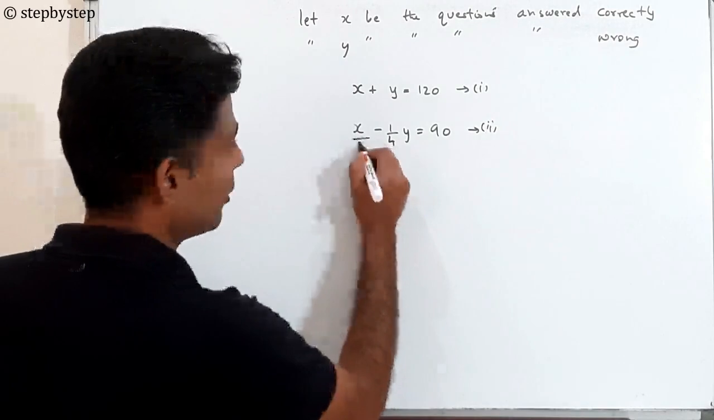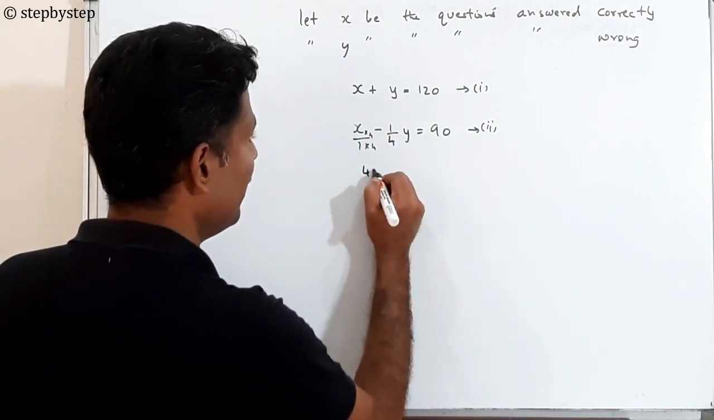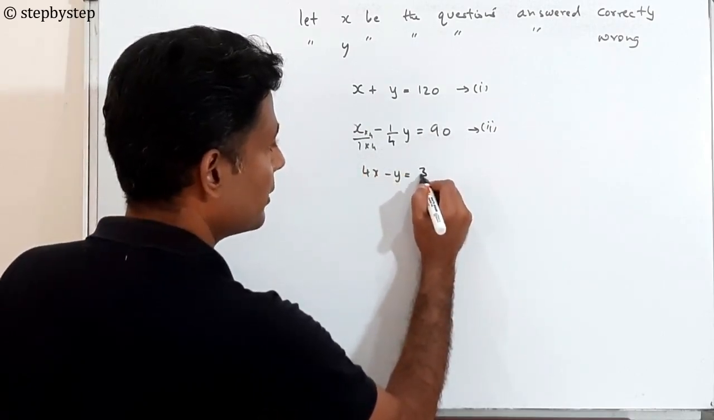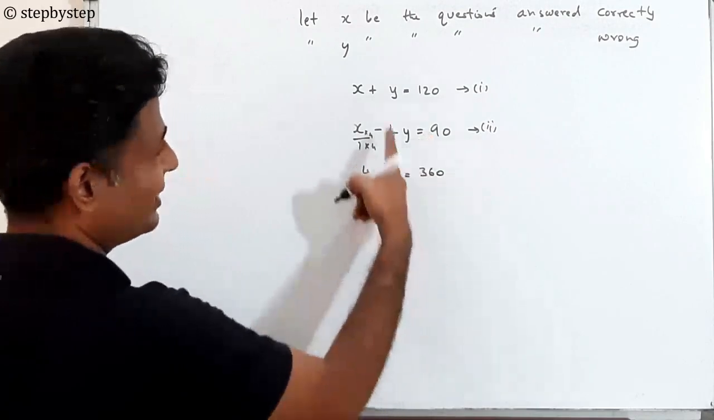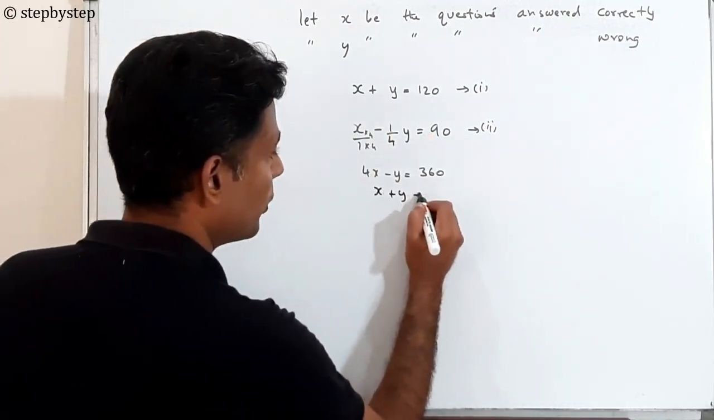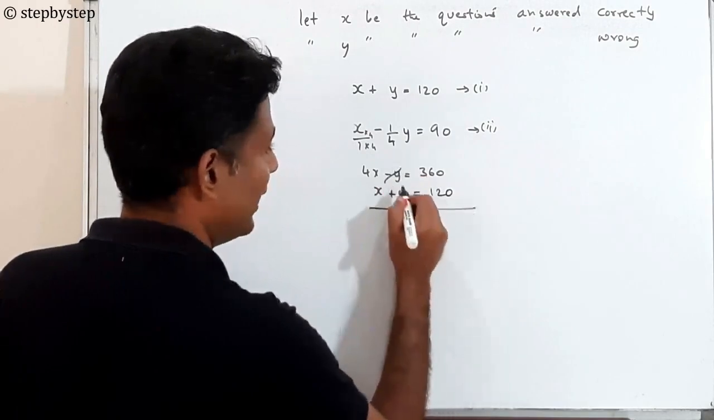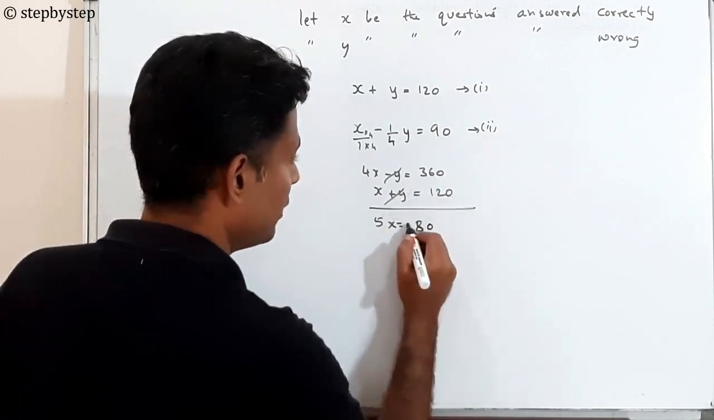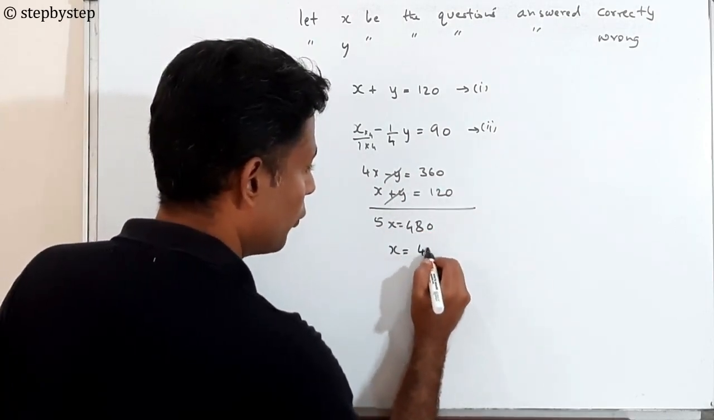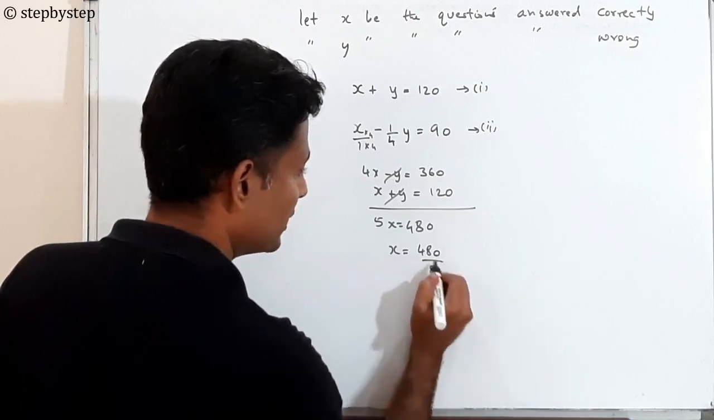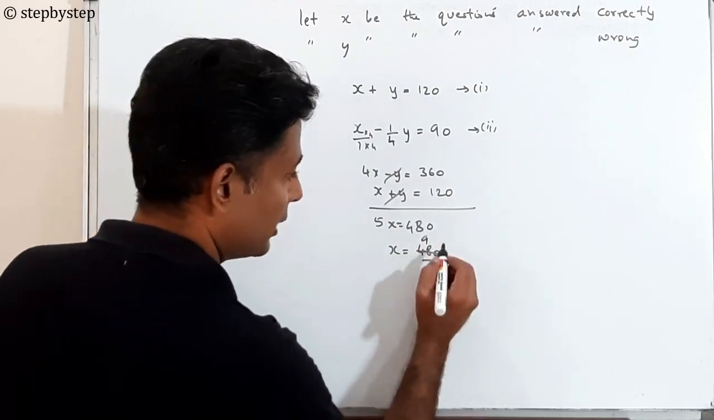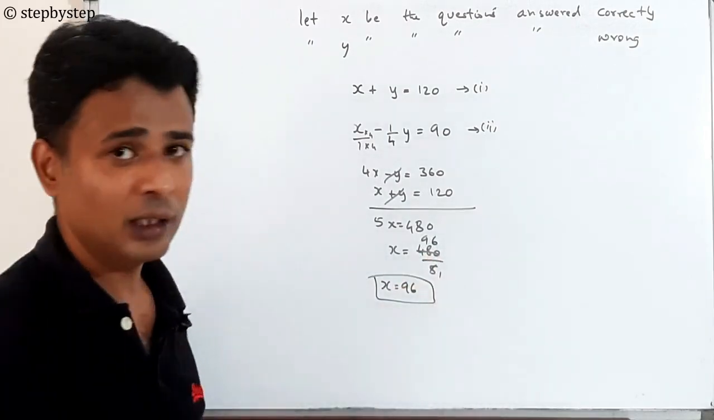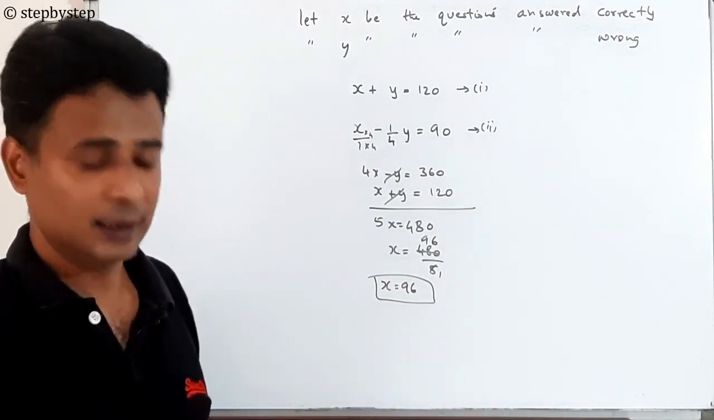We'll take the LCM here, 1 into 4 into 4. So we get 4x minus y equal to, then this 4 will transpose there, 4 9s are 360. So we have made it like this, and we already have x plus y equal to 120. When I add these two, y cancels, 5x equal to 480. So x equal to 480 by 5. 5 9s are 45, 30 is remaining, 5 6s are 30. So x equal to 96. So how many questions did he answer correctly? 96.